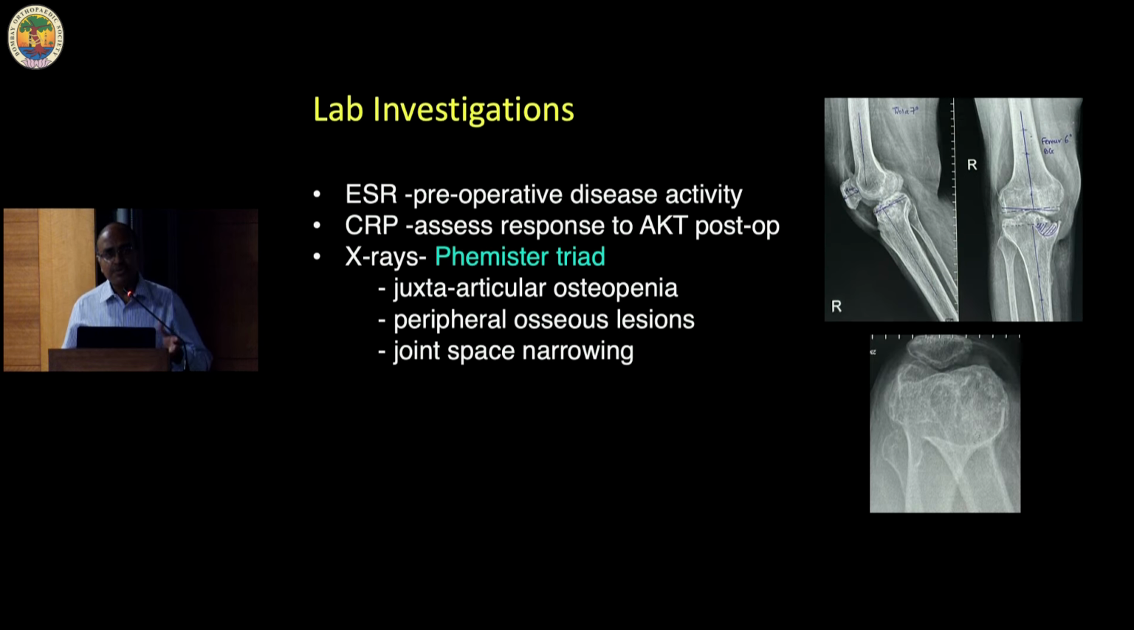Lab investigation, usually you send ESR and CRP. Remember, ESR assesses preoperative disease activity, whereas CRP assesses the response to antitubercular treatment during the postoperative period. So these are the two acute phase reactants, the markers which can be used preoperatively or postoperatively. And on X-rays, what you describe is the classical Phemister triad, that is juxta-articular osteoporosis and peripheral osseous defects. If you find this, then it probably goes more towards tuberculosis, with a narrowing of the joint space.